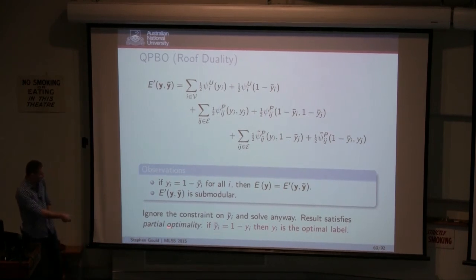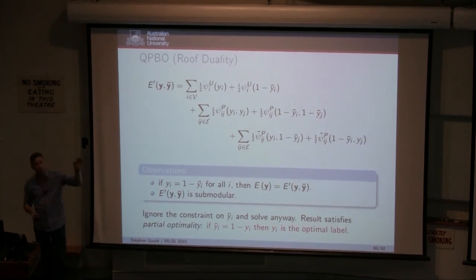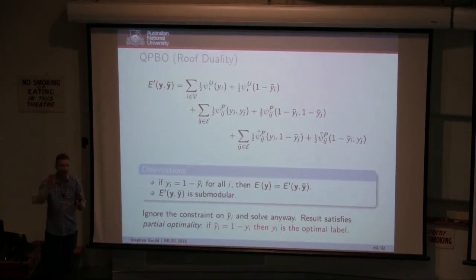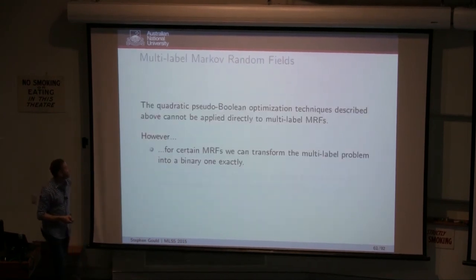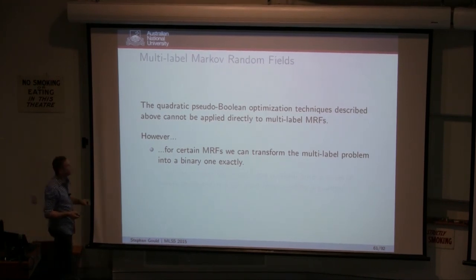This condition here is called partial optimality, and it's nice in that you know that if some of your variables agree, the complement and the original variable agree, then every optimal solution to your problem has that instantiation for that subset of variables. And for the other variables, you need to do some other procedure to label them, okay? All right, so that's how we deal with non-submodular binary pairwise MRFs.